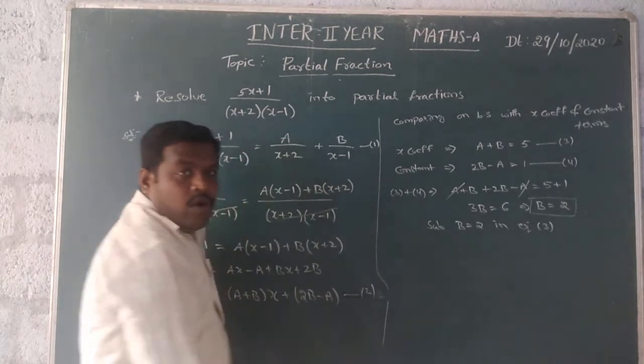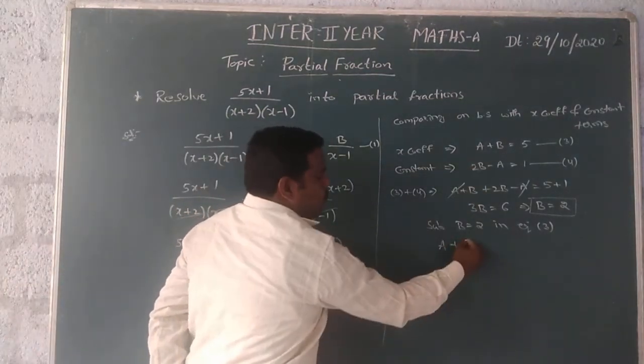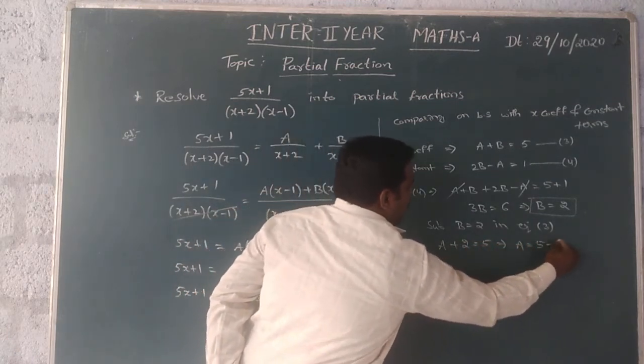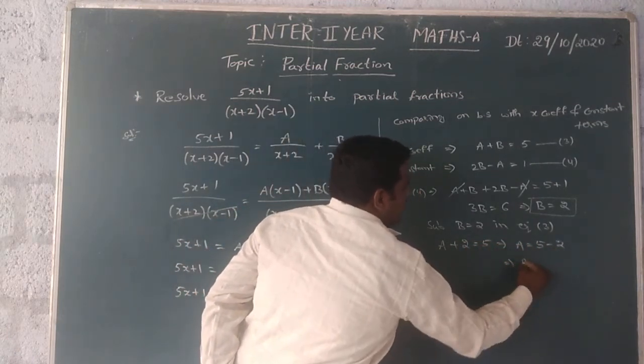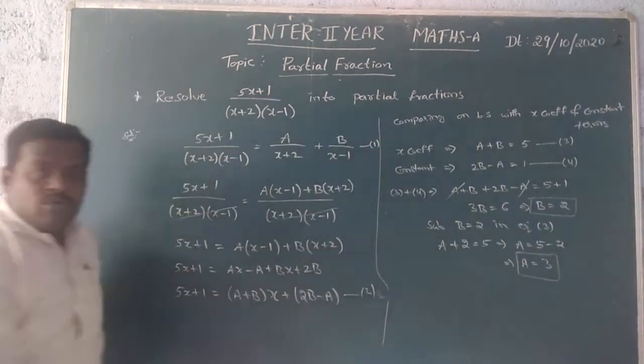We get the value of a plus, what's the value of b? 2. a plus 2 is equal to 5. Then this implies a is equal to 5 minus 2. Then a is equal to 3. These two values we substitute in equation 1.